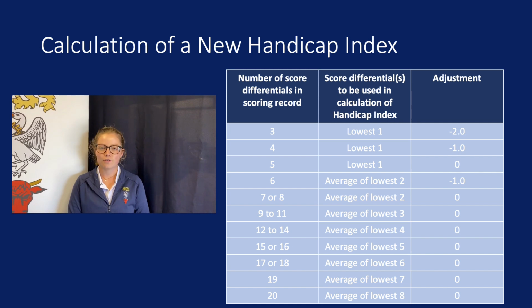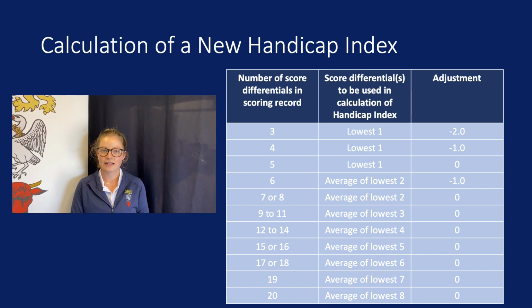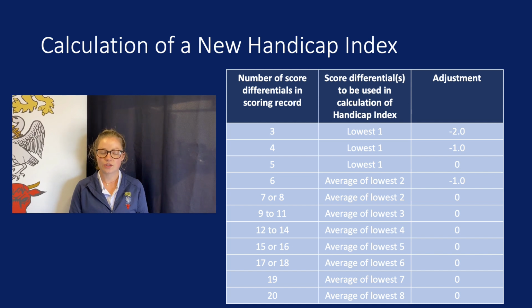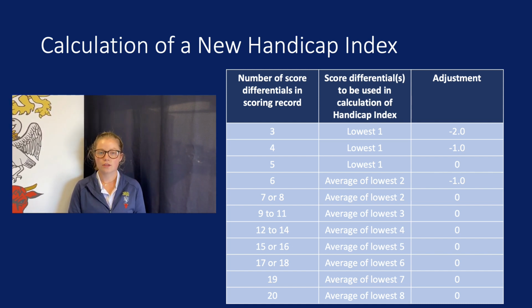New golfers will need to submit 3 cards in order to get a new handicap index. The highest handicap index you can get is 54. Once you have submitted your 3 cards, your handicap index will continue to build until you have 20 cards in your scoring record. Once you have reached 20 cards, your handicap index will then become established. Then it will take the average of your lowest 8 of your last 20 scores.